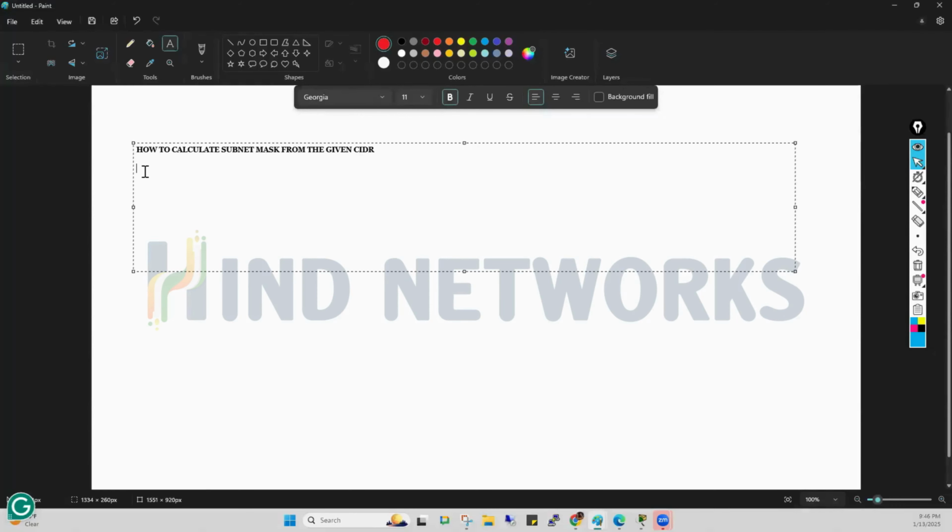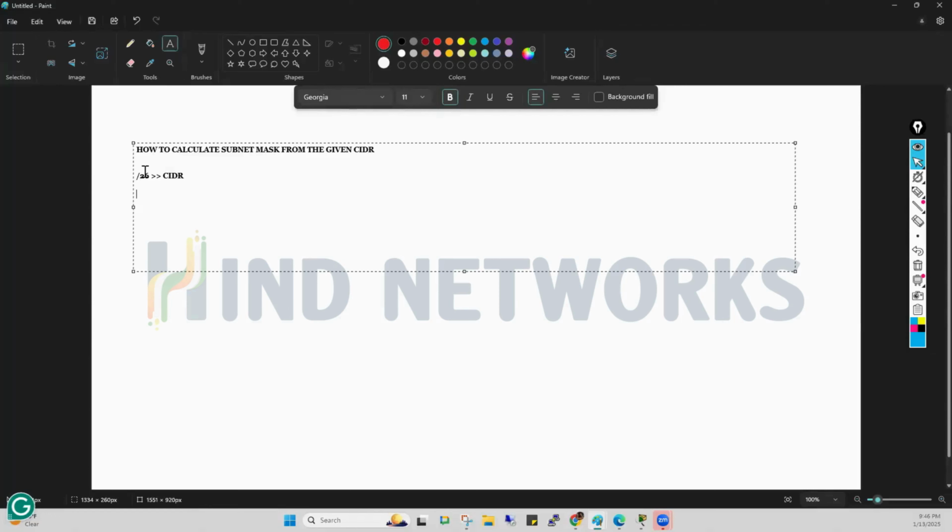Now see guys, what is the question? How to calculate the subnet mask from the given CIDR. For example, I give you slash 26. This is the CIDR. This is not the subnet mask. Please, that is not the subnet mask. That is CIDR. Now, what is the question? You need to calculate the subnet mask from this CIDR.